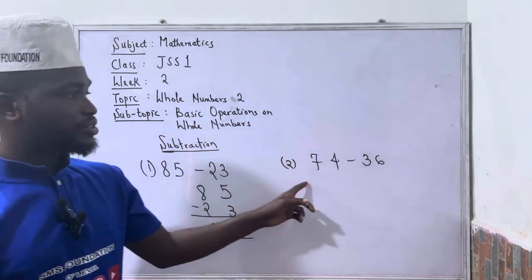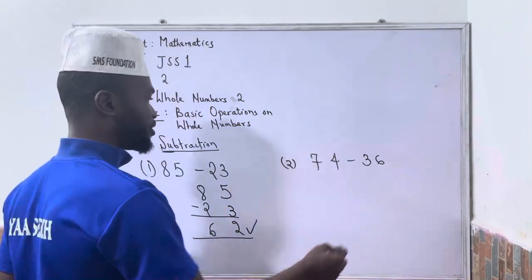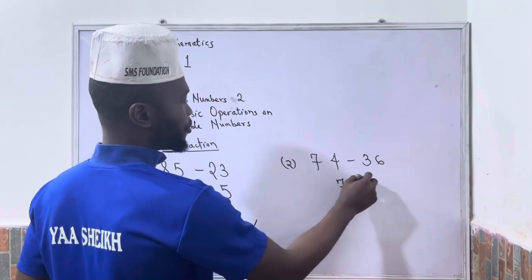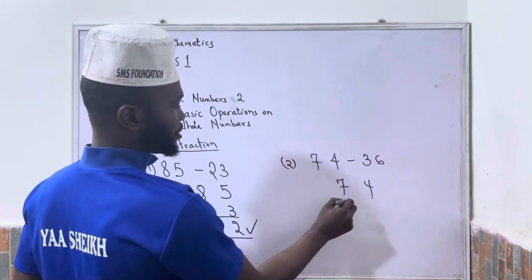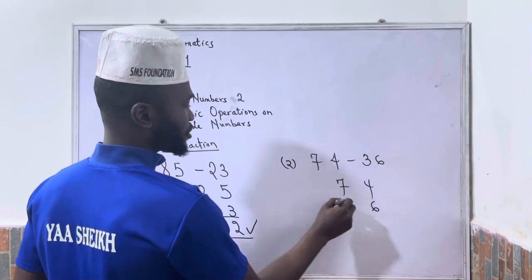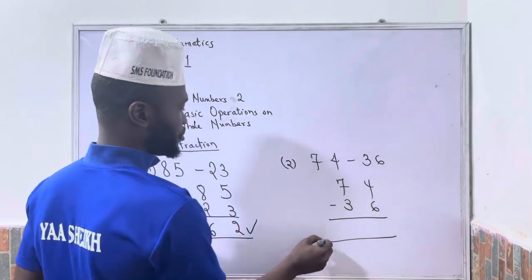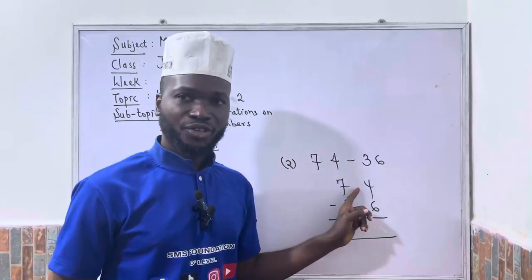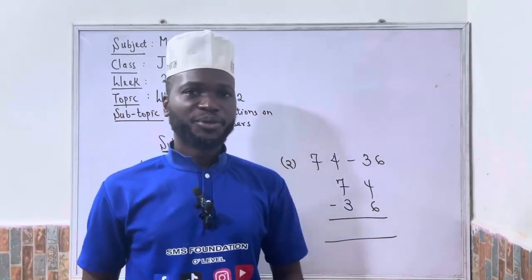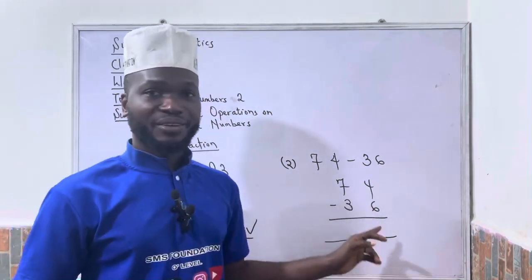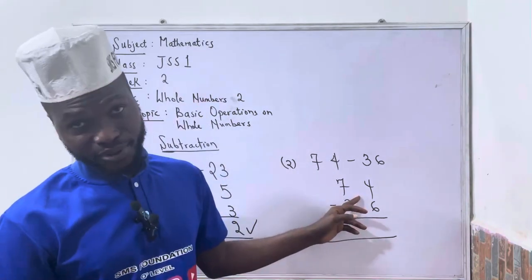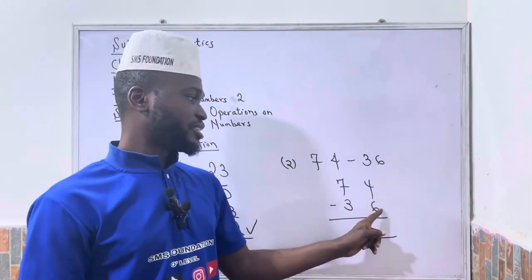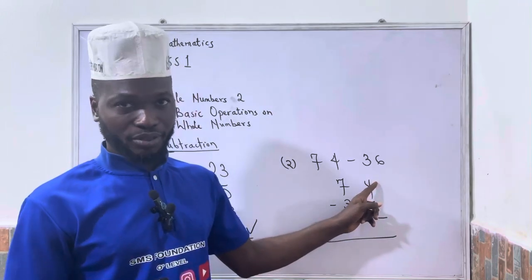Very good. 74 minus 36. Let's arrange. 74 on top, then 36 under it. Let's subtract. Right here, I want to take away 6 from 4. You can see that this is physically impossible. 6 is bigger than 4.